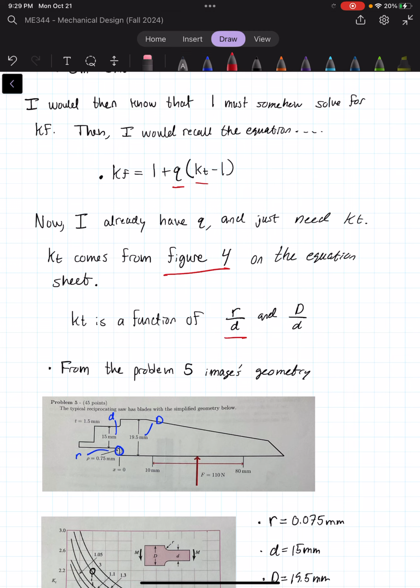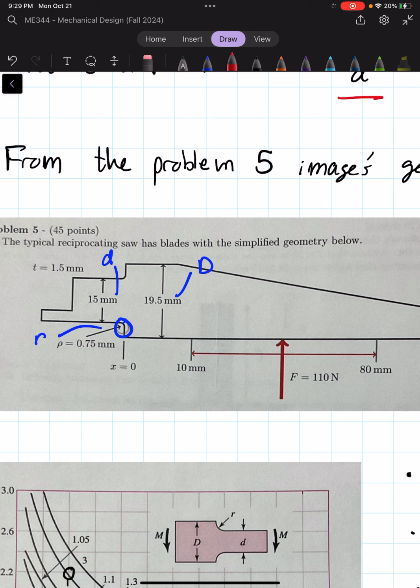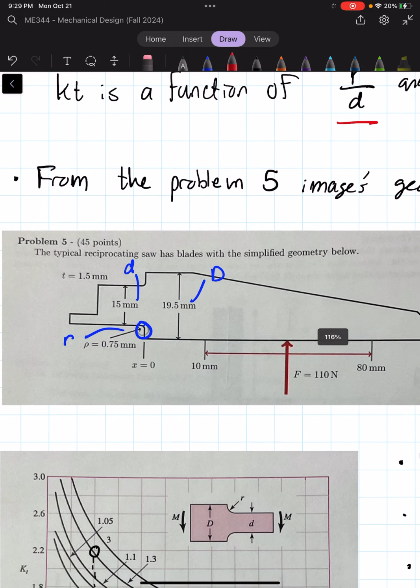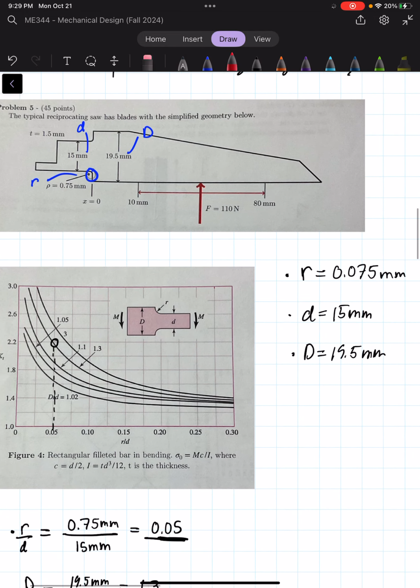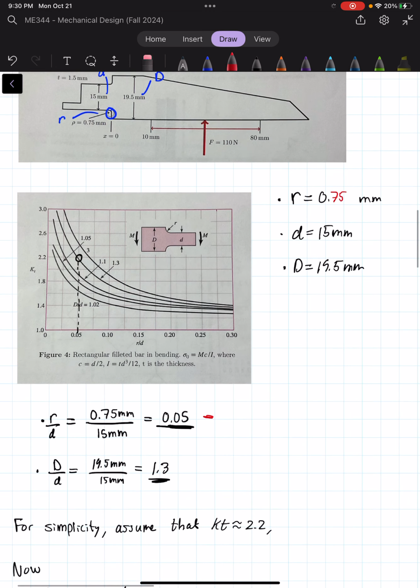Kt is a function of r over d and D over d. From problem 5, r was the notch in this case, capital D was the larger diameter, and lowercase d was the lower step diameter. Plugging in these values, sorry, this should actually be 0.75 millimeters, I can get the r over d value, which corresponds to 0.05 on the x-axis, and a 1.3 line on the D over d.